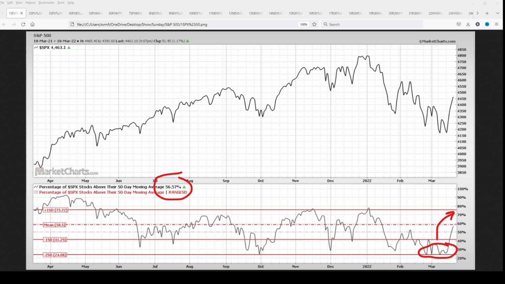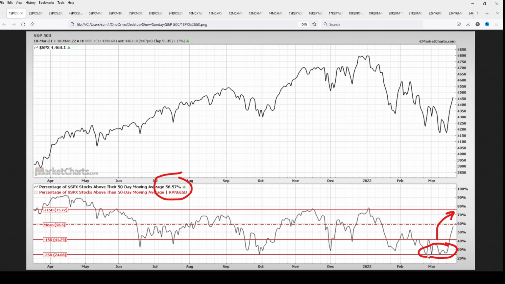The bulls are back. Let's kick the chart show off with the S&P 500. We're looking at the breadth. This is the percentage of S&P 500 stocks above their 50-day moving average. Now, what's important to understand about a breadth indicator is when it's trading above its 50-day moving average, it's considered bullish. Below, it's considered bearish.